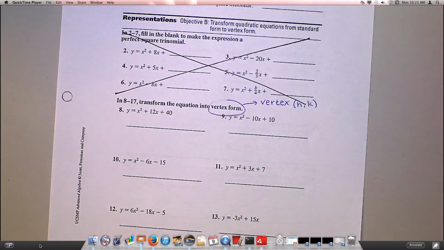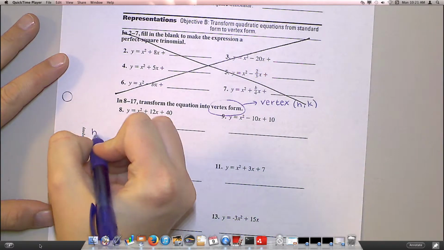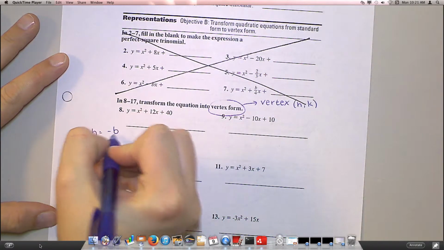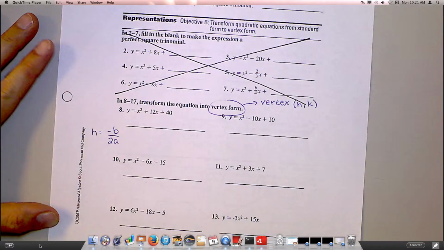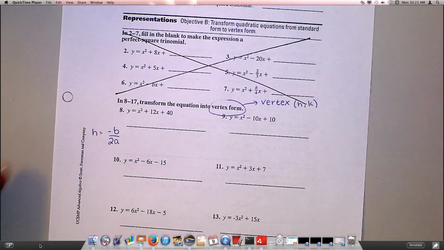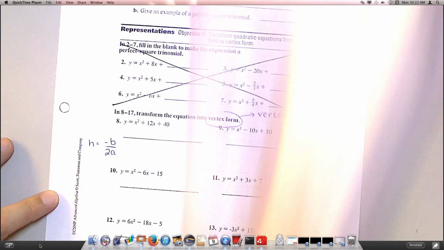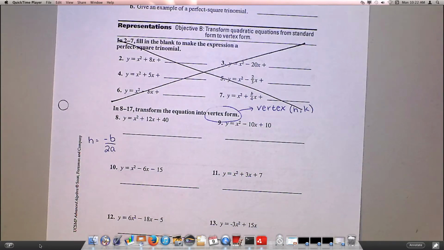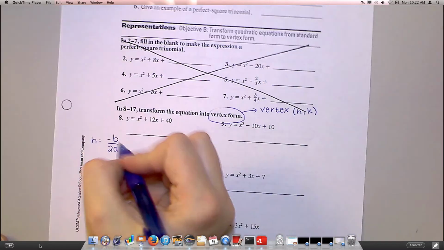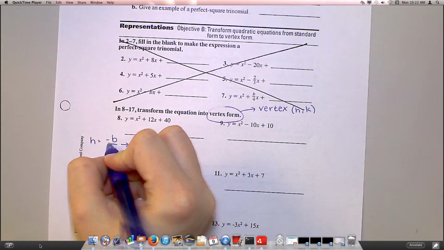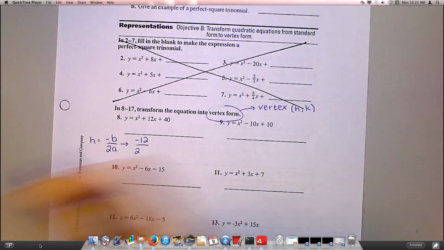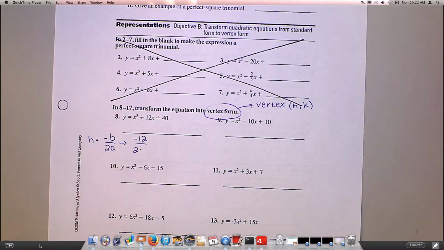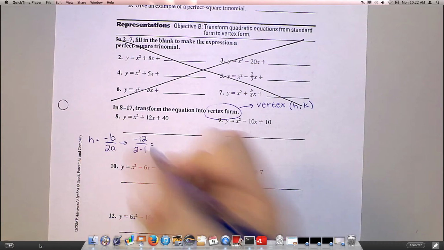Yep. So the little formula we learned was that H is equal to negative B over 2A. And the B and the A come from your equation. It's just like what we were just doing in the warm-up. Okay, identifying A, B, and C. So which number is B in number 8? 12. So I'm going to say negative 12. Don't forget that that formula has a negative in it. Over 2 times, what's my A value? 1. So what's negative 12 over 2 times 1?